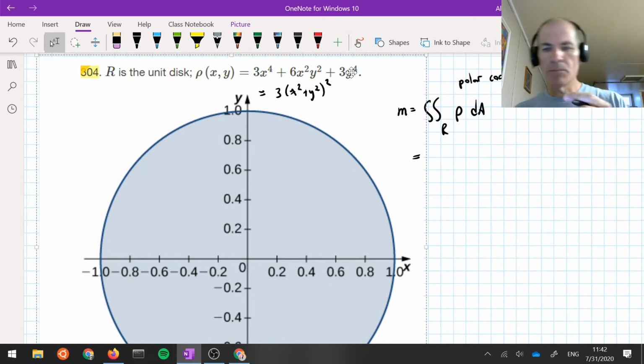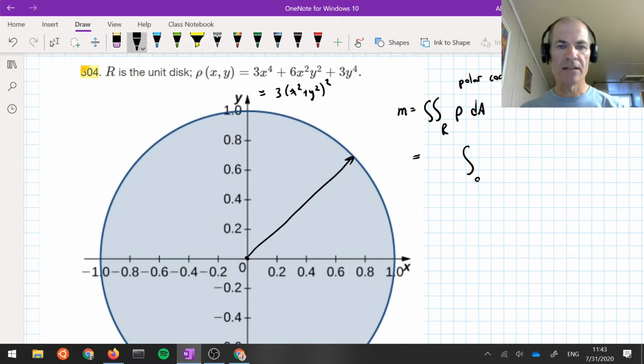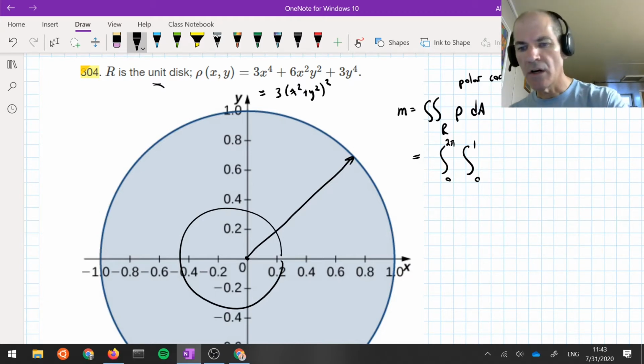All right, so if I do polar coordinates, I'll integrate with respect to r first. That's a ray that starts at 0 and goes out to the radius of this circle. The unit disk has radius 1, so the upper limit is 1. To cover the entire unit disk requires us to go all the way around, 0 to 2 pi. If we're doing polar coordinates, we automatically have a factor of r, dr d theta.